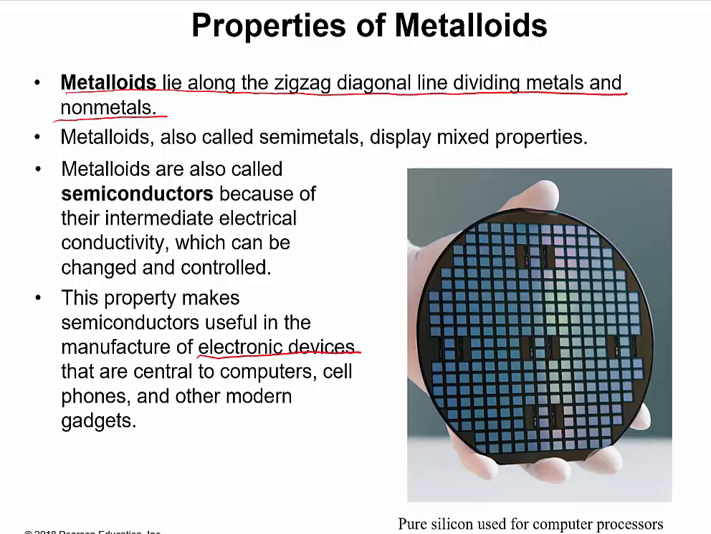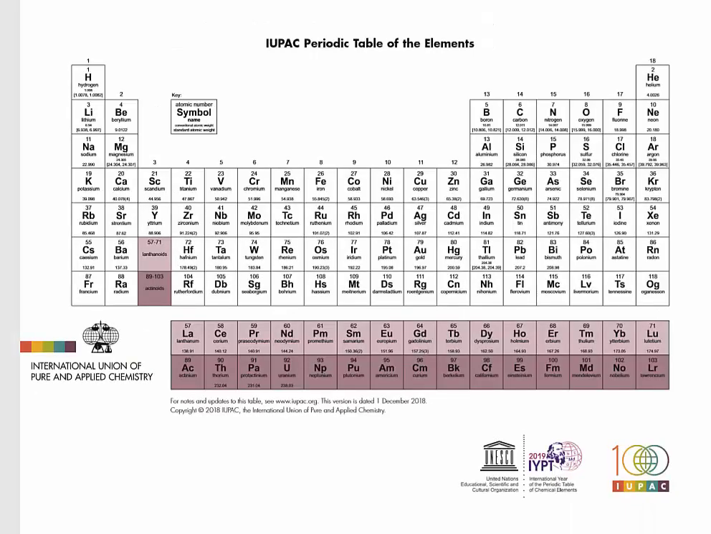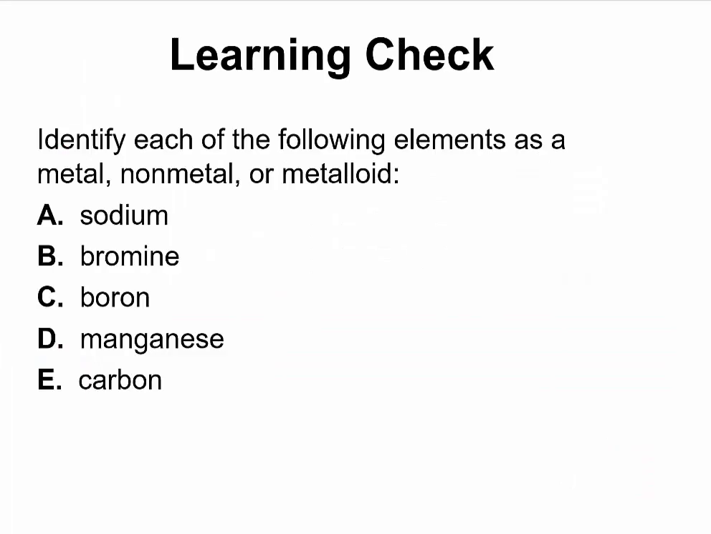Let us take a look at some questions. Identify each of the following elements as a metal, a nonmetal, or a metalloid. Let us begin with sodium. This is sodium. Sodium is on the left side of the periodic table. And without thinking too much about it, I know that will be a metal.